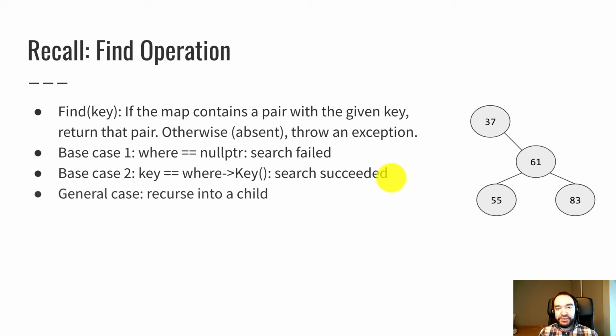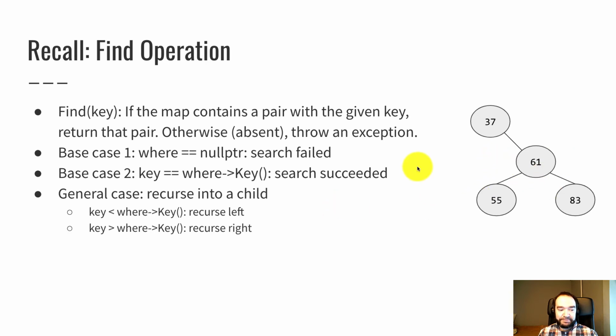The general case is when we need to keep going. We haven't found what we're looking for, but we're not certain that it doesn't exist yet, so keep looking. And we recurse into one of the two children. So we decide, do we recurse left or recurse right, and we make one recursive call into one or the other of those pointers, and we make that decision based on how the comparison between the key that we're looking for and the key in this node goes. So if key is less than where's key, we recurse left, keep going to the left. Otherwise, we keep going to the right.